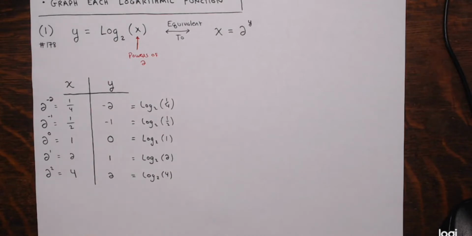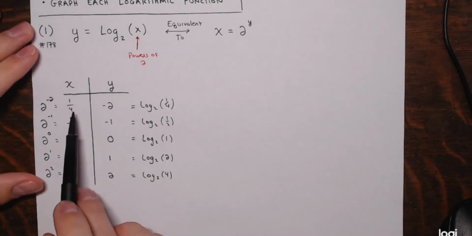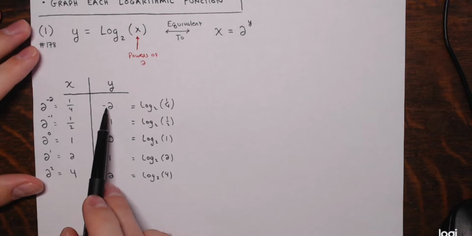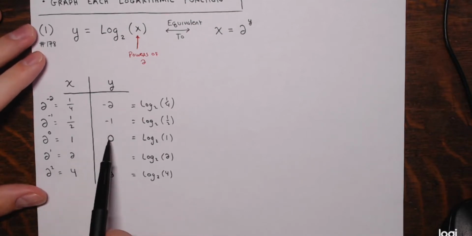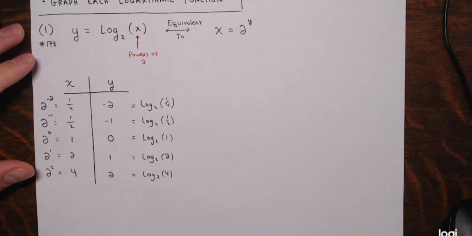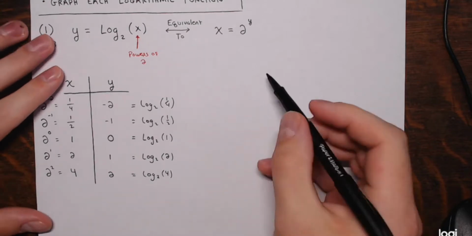Right. So I got a bunch of ordered pairs here. 1/4, -2, that's a point. 1/2, -1 is a point. 1, 0 is a point. 2, 1, 4, 2, and so on.